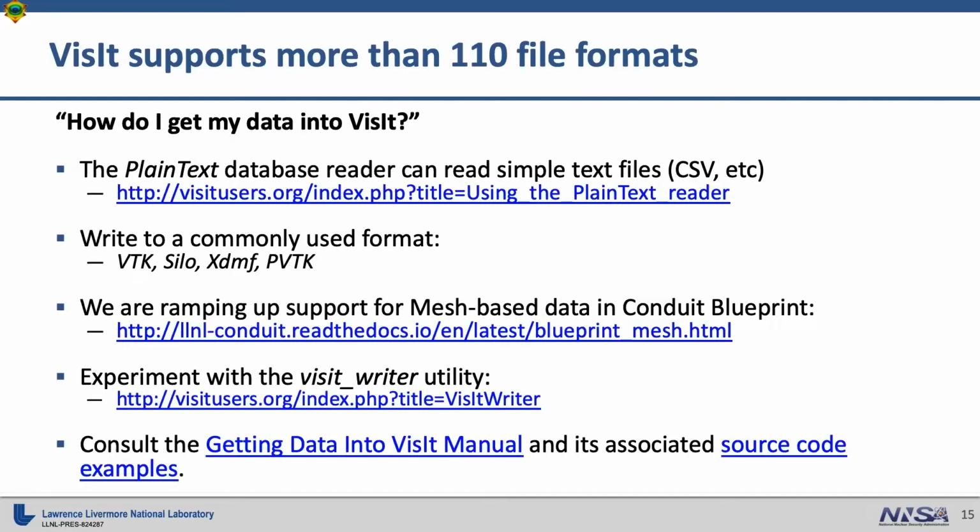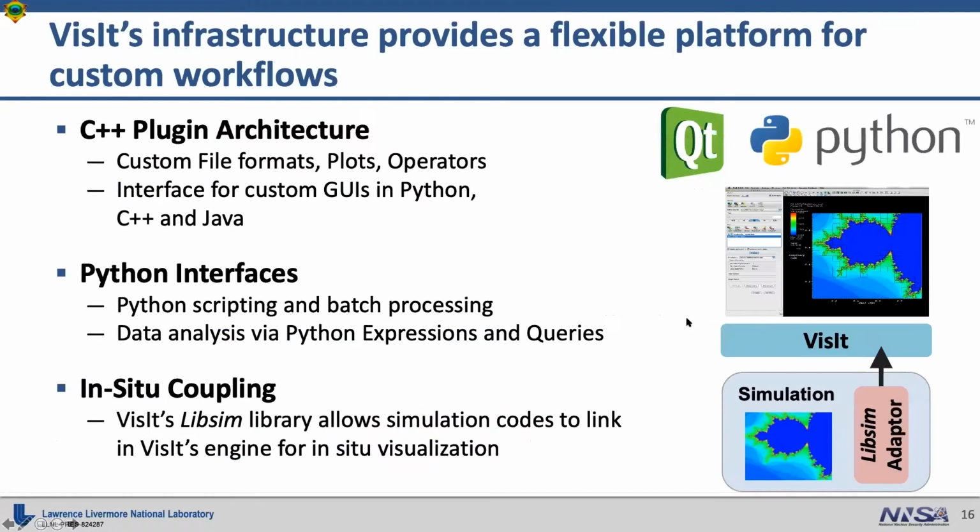And there's also a little script that might help you out. We have a whole manual on this. If all else fails, there's a whole bunch of different examples. So VisIt has a plugin architecture that will allow you to go ahead and build your own. VisIt's not just an application; it also is a platform for building custom workflows, we say. So we have the C++ plugin architecture. That's how you can extend plots and operators and also write custom file formats. There are ways to do custom interfaces in Python, C++, and Java.